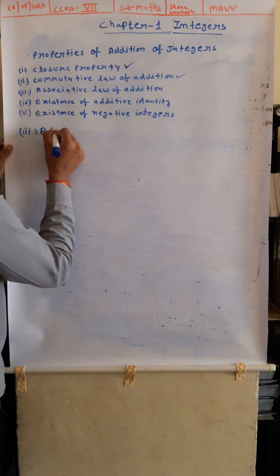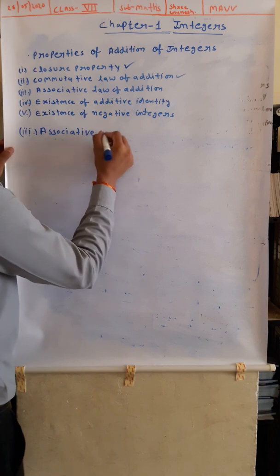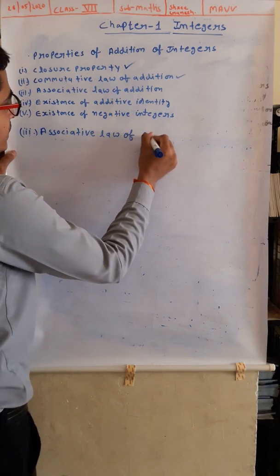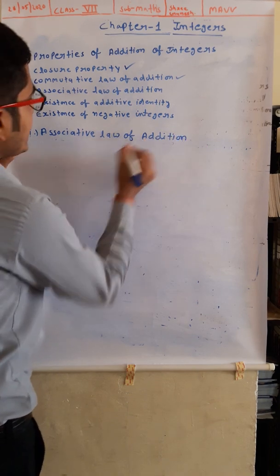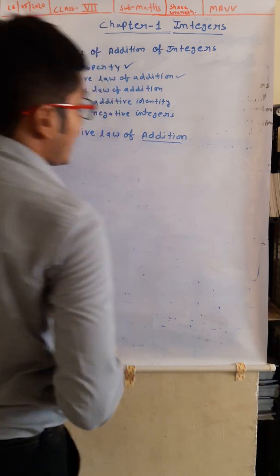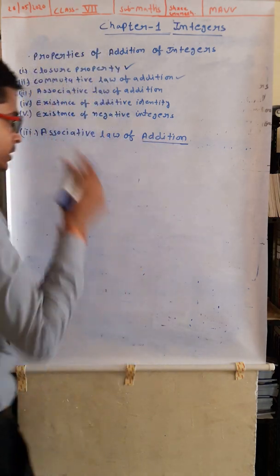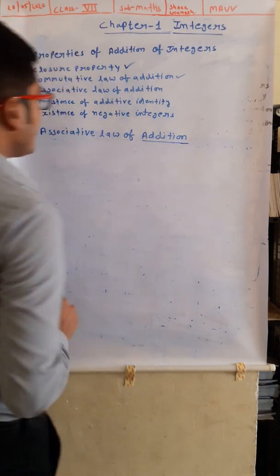Associative law of addition. I'm writing just a capital letter over here. Capital A means we are doing a particular operation, addition. That's why I just mentioned it in capital letter, addition. Associative law of addition.